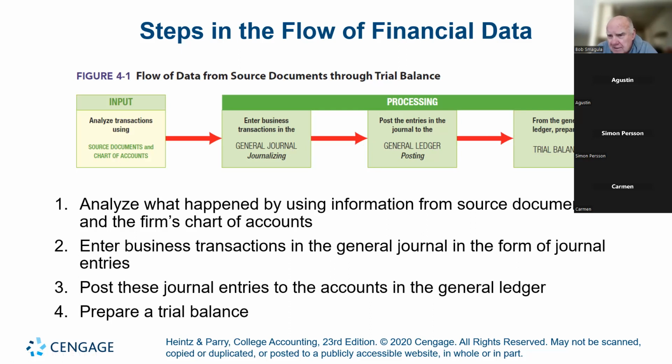If you make a mistake, the only thing you can do is write a correcting journal entry. You want to reverse out the error and then put it in correctly, okay? So you can never white out anything in the general ledger. And then once we've got the general ledger updated, all the postings are done, we're ready to prepare the trial balance and the financial statements, okay?